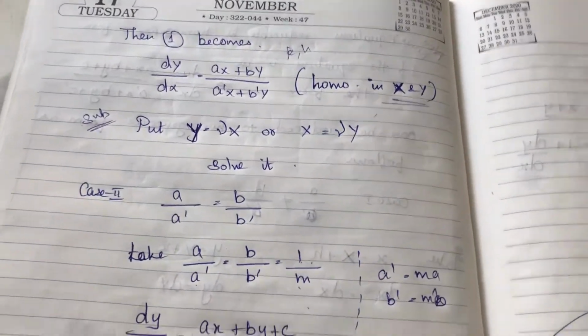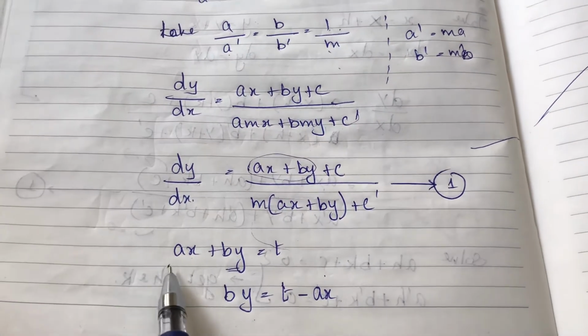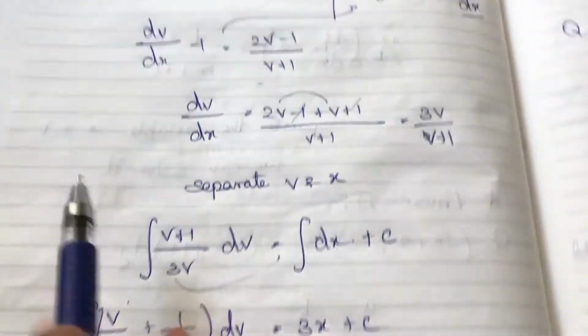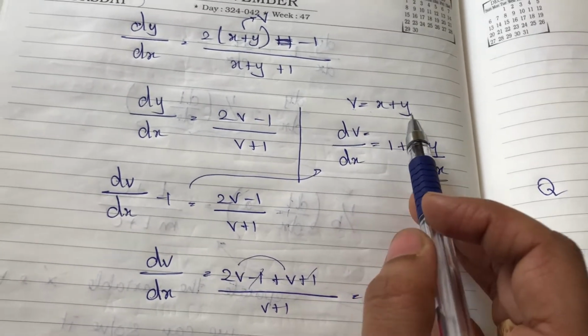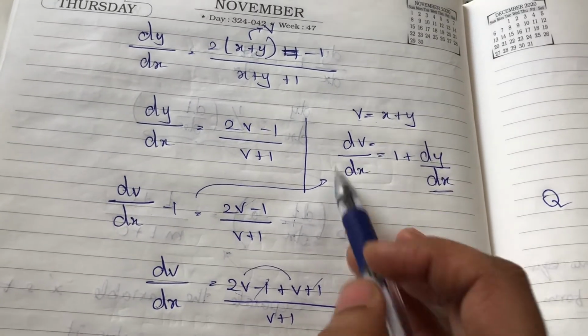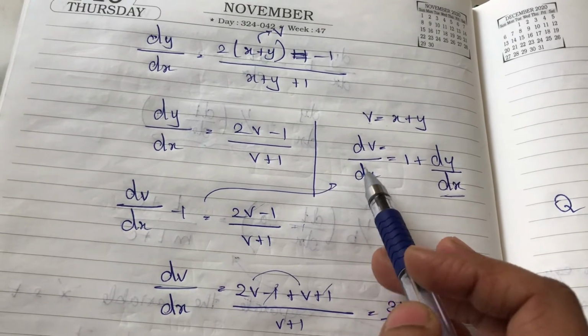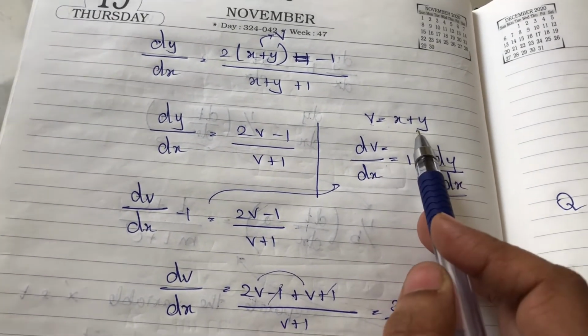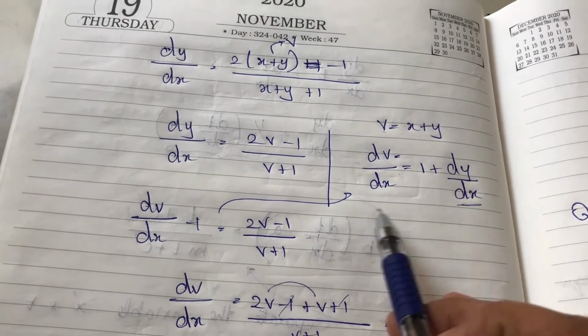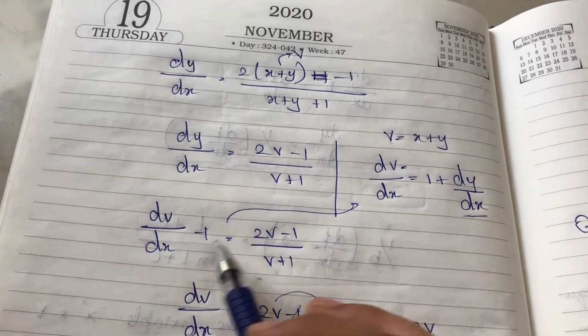You can see here I am just taking t which is equal to ax plus by. Likewise, v which is equal to x plus y. So I am just differentiating it. dv by dx which is equal to, x becomes 1 plus dy by dx. I am just substituting these terms here.